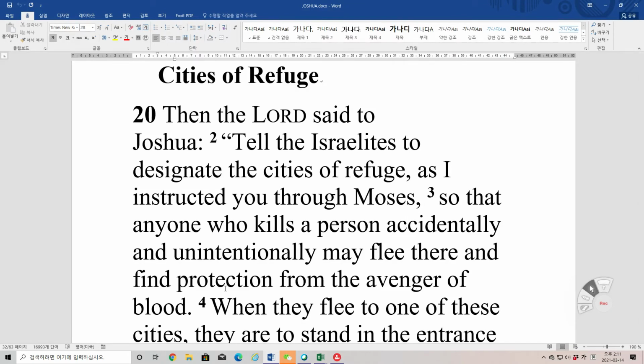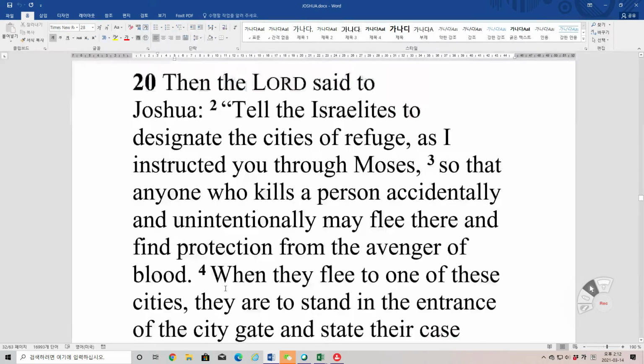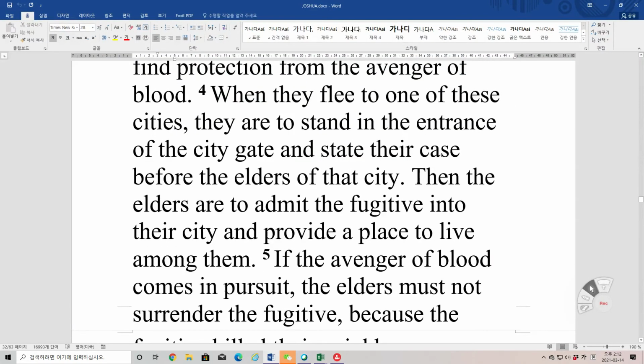Then the Lord said to Joshua, "Tell the Israelites to designate the cities of refuge as I instructed you through Moses, so that anyone who kills a person accidentally and unintentionally may flee there and find protection from the avenger of blood. When they flee to one of these cities, they are to stand in the entrance of the city gate and state their case before the elders of that city.